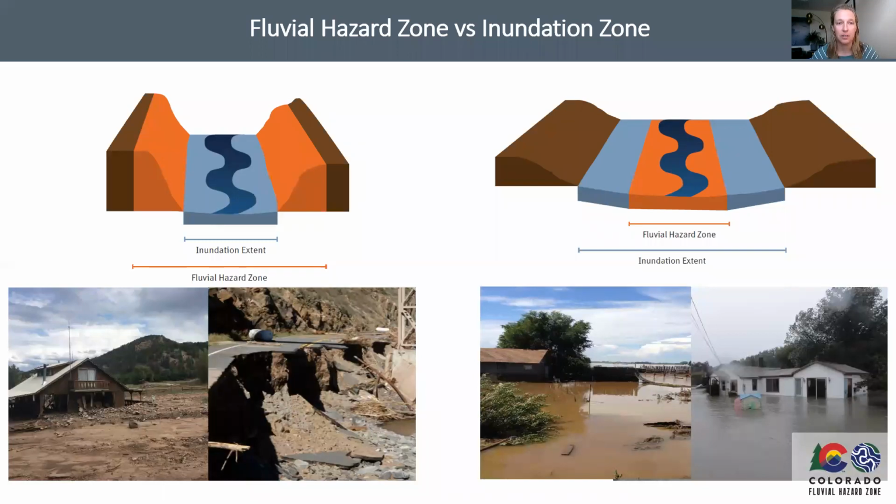So how are fluvial hazard zone maps different from floodplain maps? Fluvial hazard zones can be either bigger or smaller than a traditional FEMA floodplain map. It just depends on the type of system we're working with. In Sand Creek, the fluvial hazard zone is bigger than the inundation zone or the FEMA floodplains, which is probably why it was chosen to be a pilot project for this program with the City of Aurora.